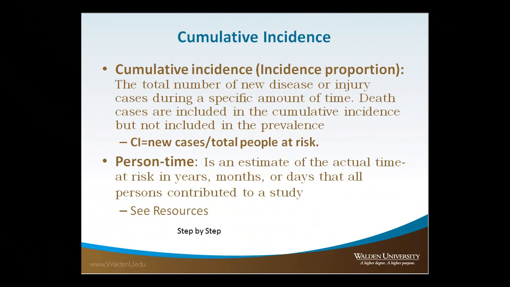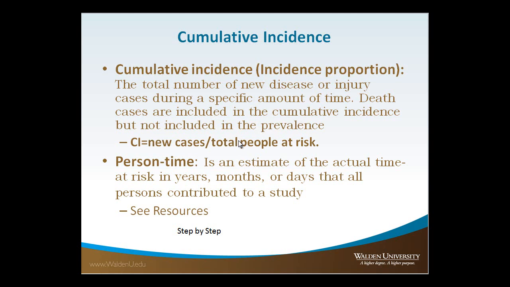So now let's take a look at cumulative incidence, incidence density, and prevalence. Cumulative incidence is the total number of new cases within a specific period of time, and we do include death cases in cumulative incidence, but we don't include them in prevalence. So for cumulative incidence, we have the number of new cases divided by the total number that are at risk.